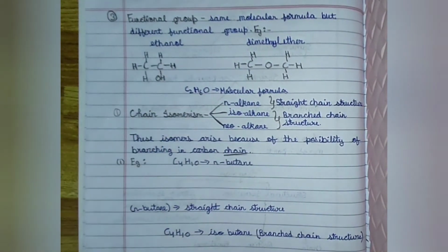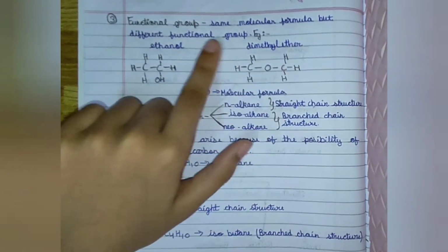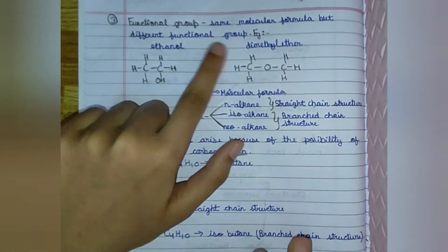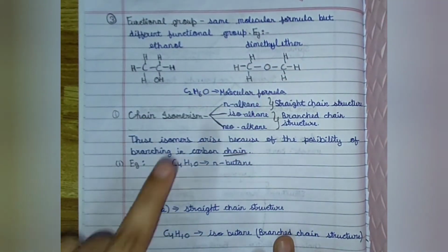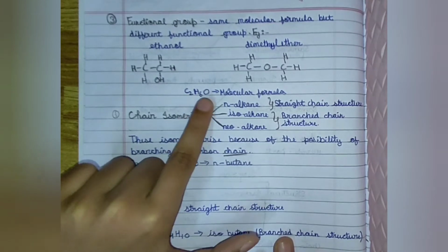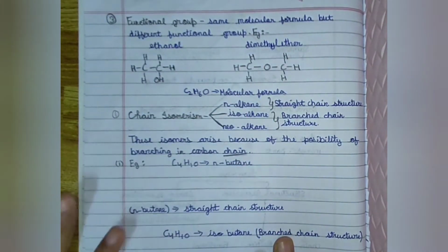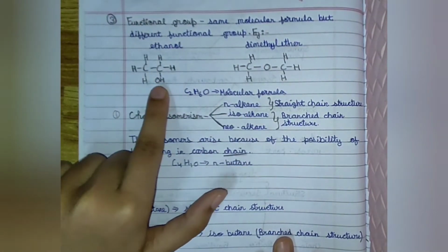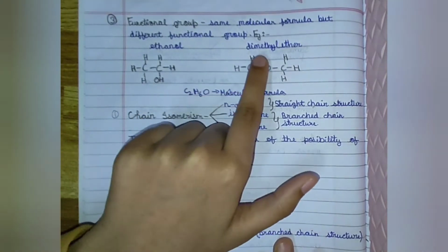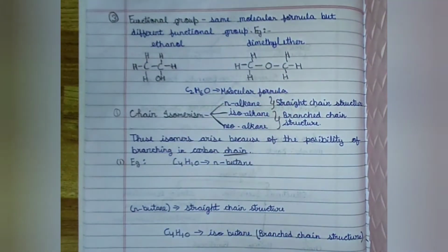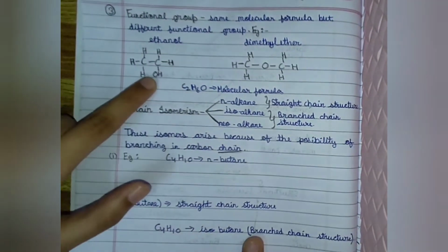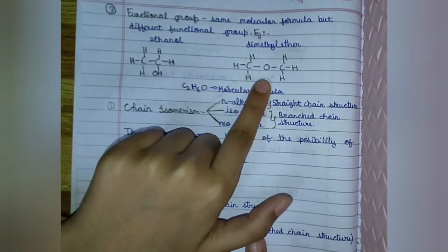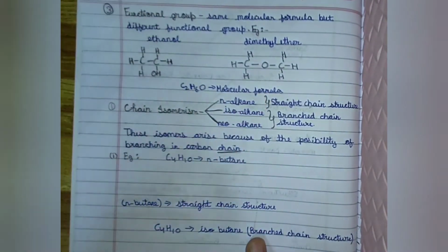Now functional group. So in functional group, same molecular formula but different functional group. So let's see an example here. We have ethanol and dimethyl ether. So if you see, the molecular formula is C2H6O. Both have the same molecular formula, but in ethanol the functional group is OH and in dimethyl ether the functional group is O. That is, here the functional group is hydroxy and here it is ether. So this is functional group.